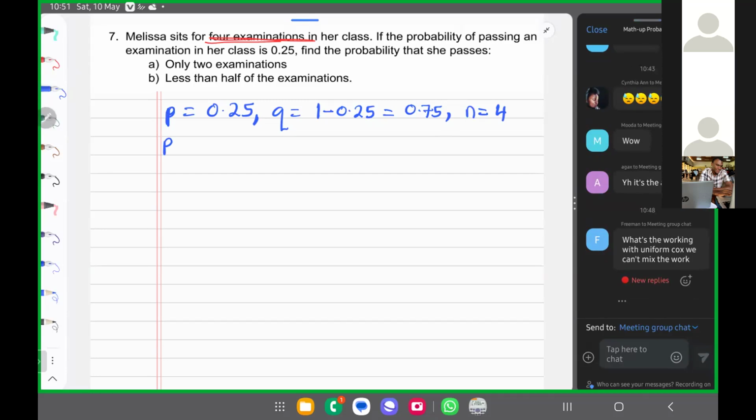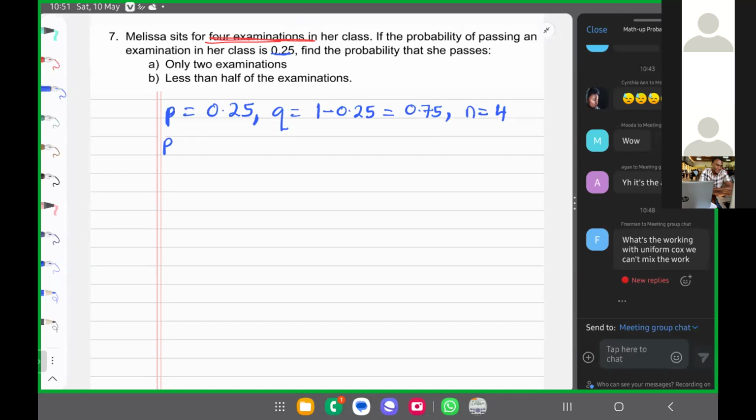P is the probability of having a success in that scenario, which is 0.25, if she passes the examination. To understand your success, you need to know what the question wants. In this case, they want the probability of passing. And the probability we're given in the question, the 0.25, is the probability of passing the exam. So our 0.25 becomes the success, and it is denoted by P.